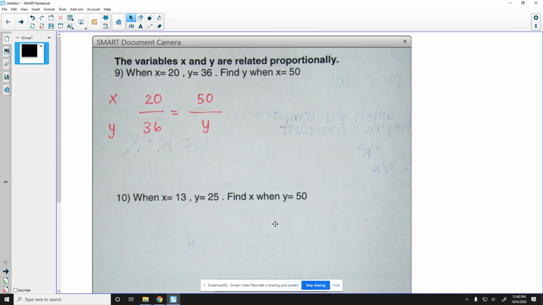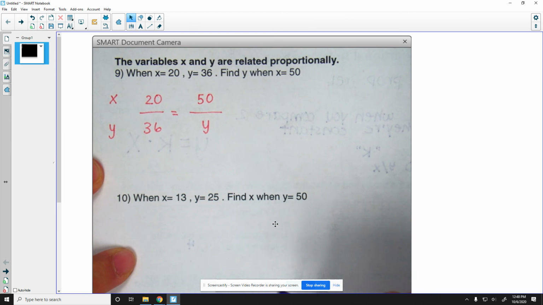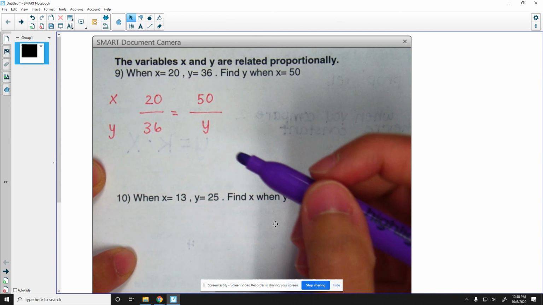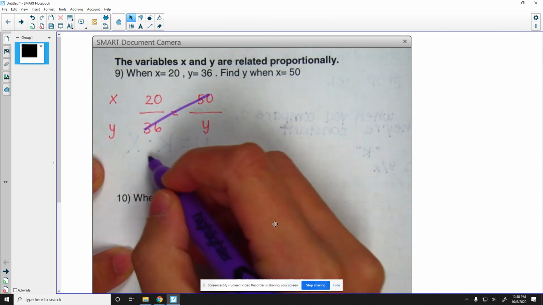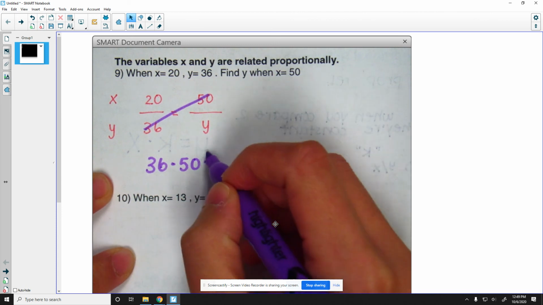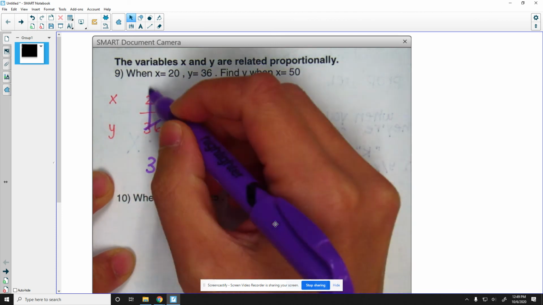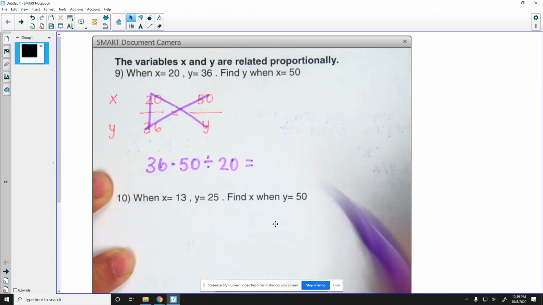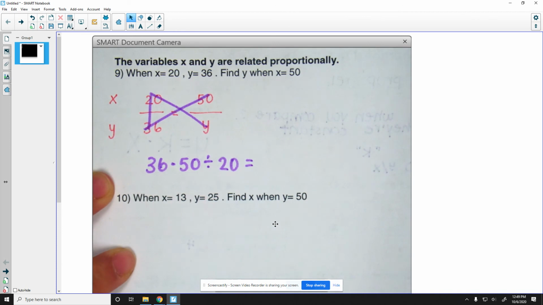Does anyone remember what you have to do with these numbers? Frankie? You multiply across. Okay, so what 2 numbers do you multiply? Actually, I like the fisherman. That's fine. You multiply 36 and 50, and then that equals that, and then you divide by 20. And that's how you get your fishing method, your airplane method, your baseball method, whatever.